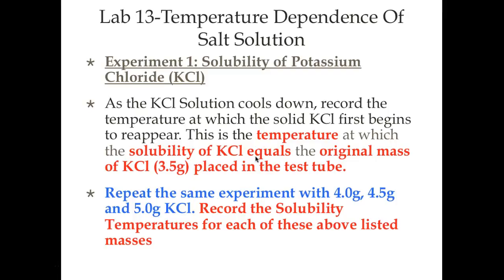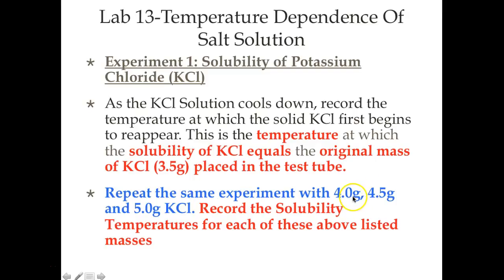You are starting out with the 3.5 grams, and then you're going to repeat the exact same thing with 4 grams. So you're going to add 4 grams to 10 mL of water, heat it up to 80 degrees centigrade, cool it back down, and note the temperature at which that KCl starts coming out of solution. As soon as you first see the KCl coming out of solution, note down that temperature. That is the temperature of solubility for the 4 grams.